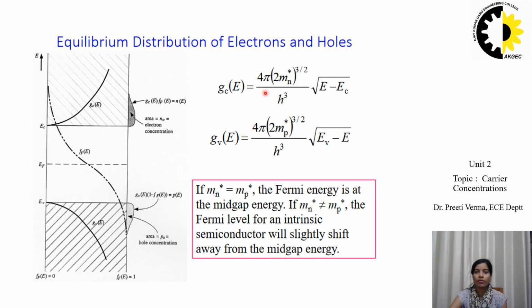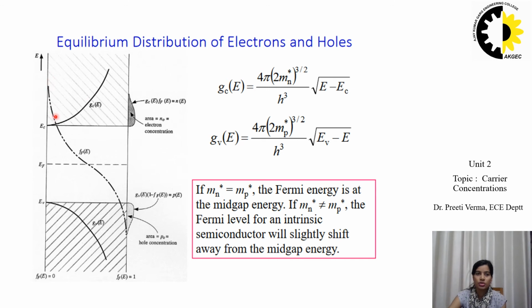It is defined by 4π multiplied by (2 mn*)^(3/2), where mn* is the effective mass of the electron, divided by h cubed, multiplied by the square root of E minus Ec. Ec is the conduction band energy and E is the energy level for which we are finding the distribution of the electrons. Similarly, we can write it for the valence band. Gv(E) is equal to 4π (2 mp*)^(3/2) divided by h cubed, multiplied by the square root of Ev minus E.